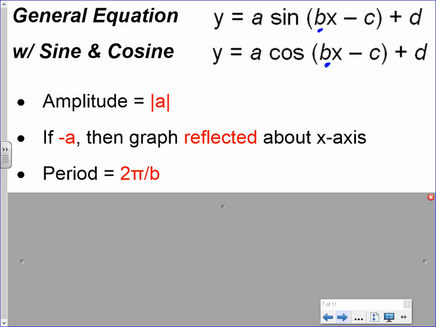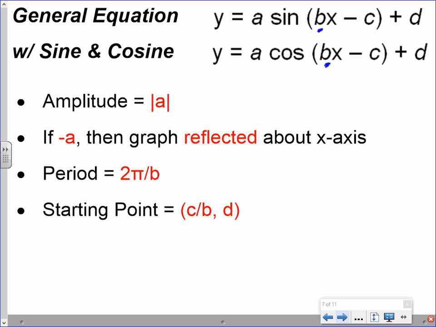I don't know if you remember way back in chapter 1, but I told you you had to factor out a coefficient inside to get your horizontal shift to be accurate. So our shift would be C divided by B, comma D. And that is what we are going to call the starting point. We're going to use a method called the framing method to graph these, and the starting point is going to give us where we begin our frame.